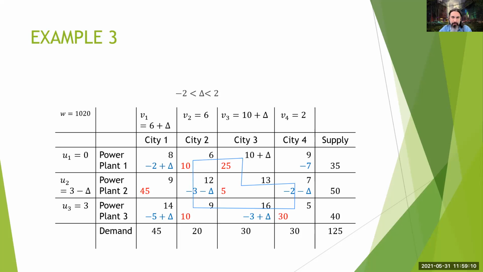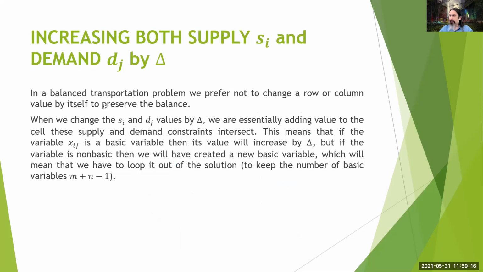But this is only a specialized version. This only works with transportation problems, nothing else. Okay, what's the third one? Increasing both supply and demand. So when you increase both supply and demand, you have to check what that supply and demand is affecting. Is it a basic variable or is it a non-basic variable? This is a simple question.